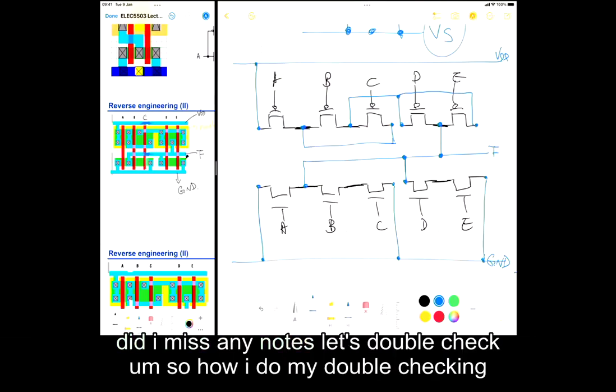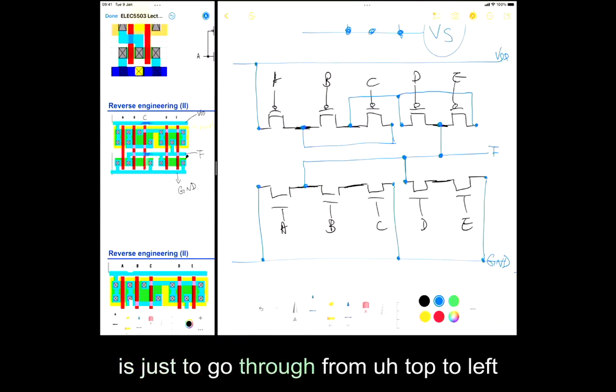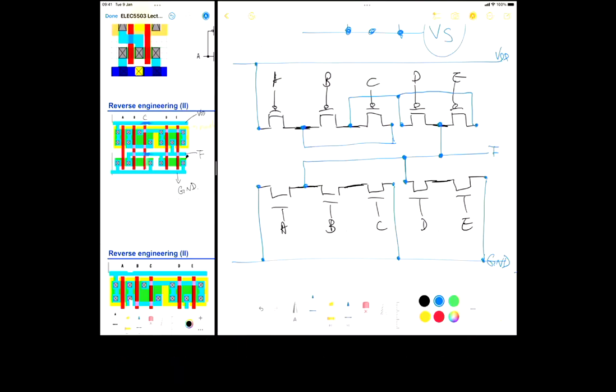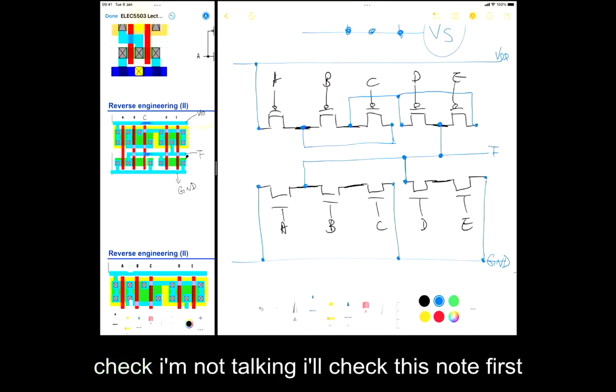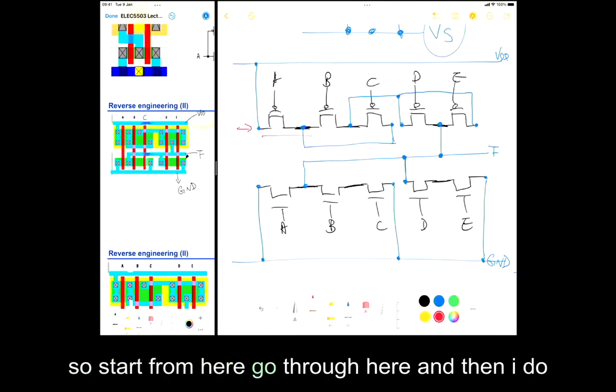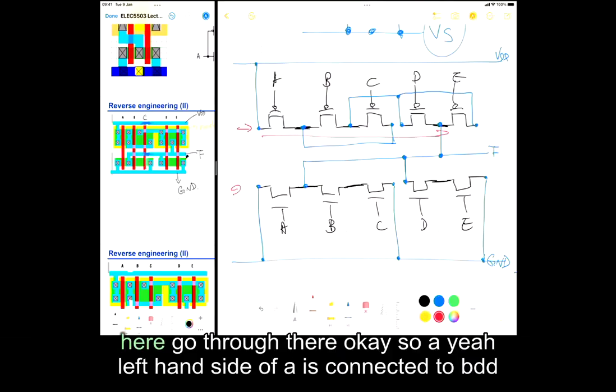Did I miss any nodes? Let's double check. So how I do my double checking is just to go through from top to bottom, left to right. So I'll check. I'm not tall enough. I'll check this node first. So start from here, go through here, and then I do here, go through there.